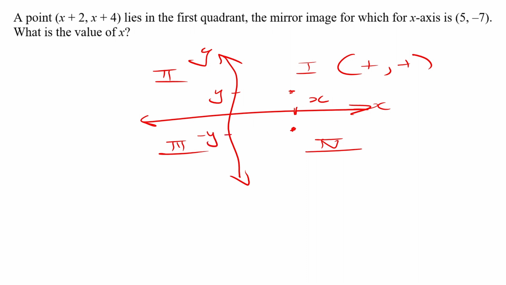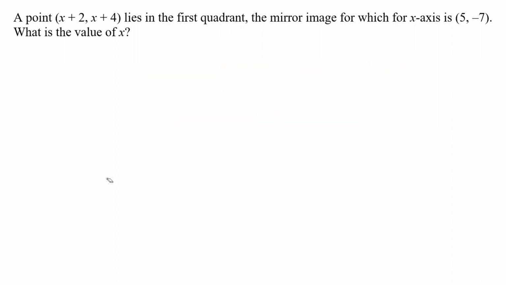Second type, mirroring across the y-axis means the y coordinate remains the same, but the x coordinate differs. So I hope you understand. When it's x-axis, you're doing it towards this direction. When it's y-axis, you're doing it towards this direction. Now that we've understood this, let us simplify this and draw a clearer diagram of what we exactly want to do.